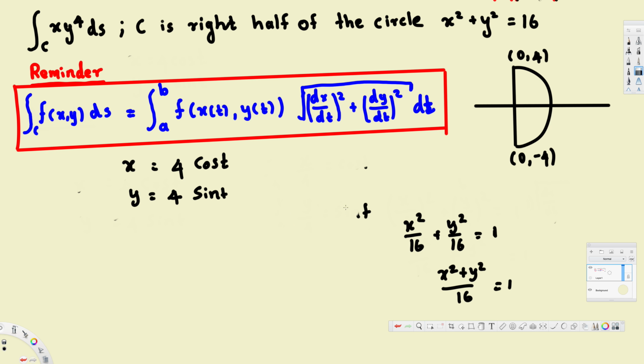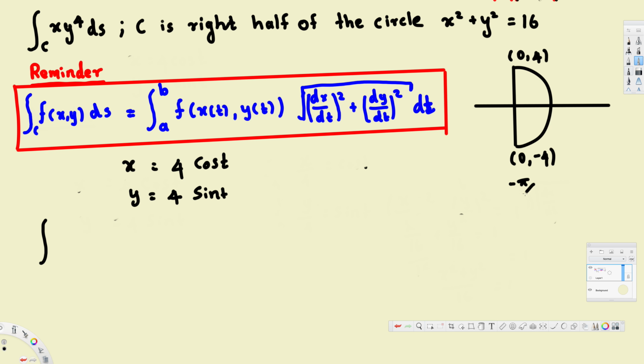Now we are going to write this parameterized part in this equation, and also we have to know the limits of integration. For this half of the circle, starting from here, this is negative pi by 2 and this end is positive pi by 2. So the limits of integration are going to be negative pi by 2 to positive pi by 2, and the function f of x of t, y of t is going to be, we are going to replace this x and y with the parameterization.